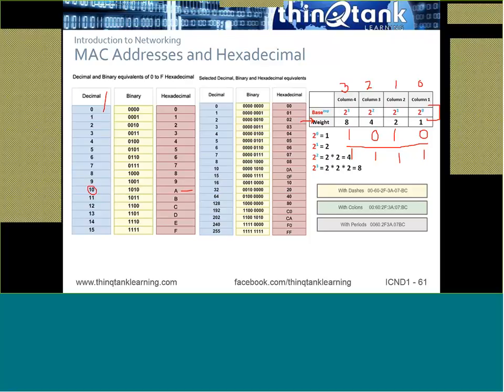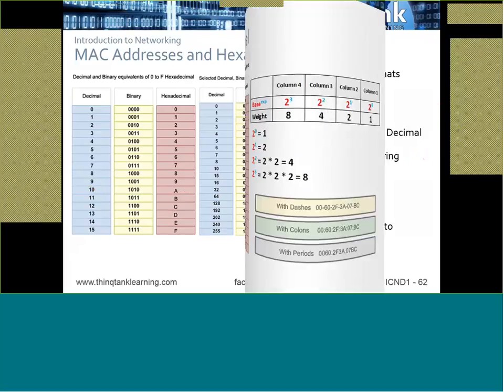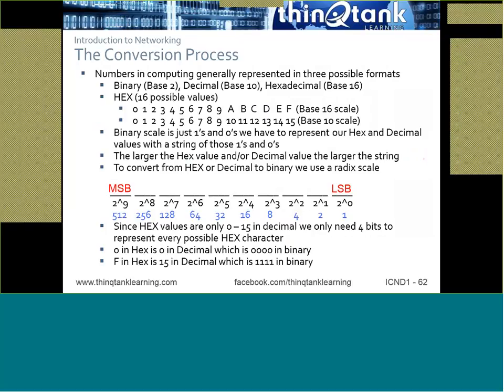I don't need any more bits because the maximum value I have in hex is F. If I had an imaginary G that corresponded to 16, then I would have to go to column number 5, because I can only represent up to 15 with 4 columns. This will make more sense as we move forward. I promise you that. In fact, let's take a look at an example.